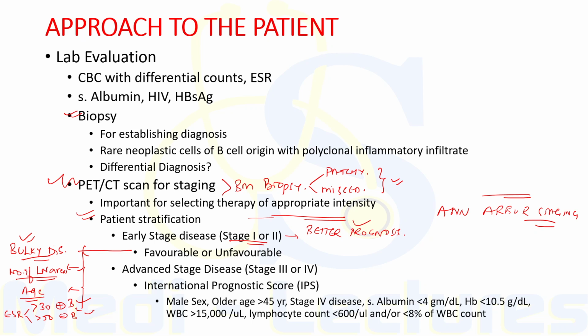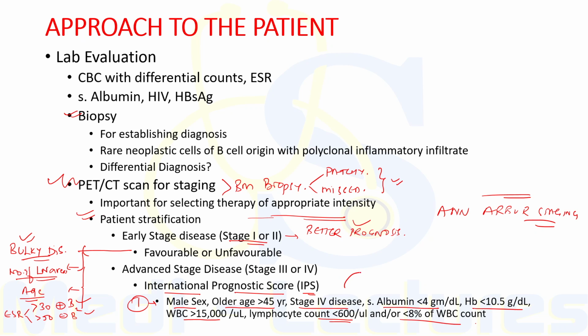Now advanced stage disease is stage 3 or 4, in which prognosis depends on the International Prognostic Score, IPS. So 1 point is given each to male sex, older age more than 45 years, stage 4 disease, serum albumin less than 4 gram per deciliter, hemoglobin less than 10.5 gram per deciliter, WBC more than 15,000, lymphocyte count less than 600 per microliter, and or less than 8% of the WBC count. So 1 point is given to each of these entities.